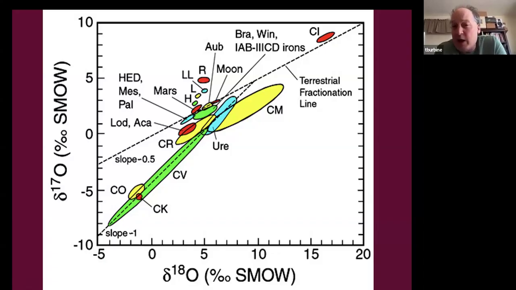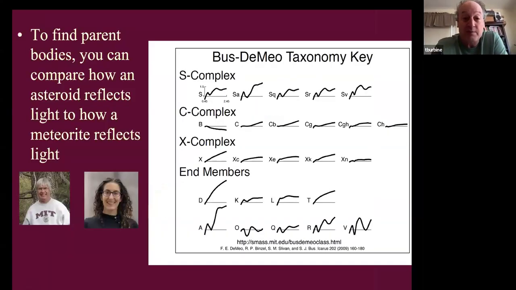And we think that if you're from the same parent body, you should fall on one of these fractionation lines. I love this. This is one of my favorite diagrams, which originated from Bob Clayton. This is one way to look at parent bodies. You need to have similar oxygen isotopic values. How similar is a question, but similar. That's one way to try to identify different parent bodies.